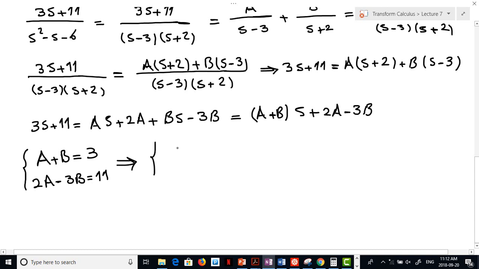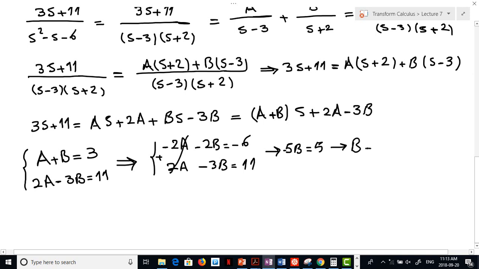So I just multiply the first equation by minus 2. So it's minus 2A minus 2B is equal to minus 6. The second one we have 2A minus 3B is equal to 11. Now I add them together. So minus 2A plus 2A gone. So we have minus 5B equal to 5. As a result, B is equal to minus 1. And we have A plus B is equal to 3. B is minus 1, so A should be equal to 4.